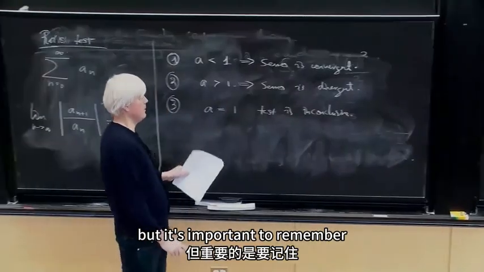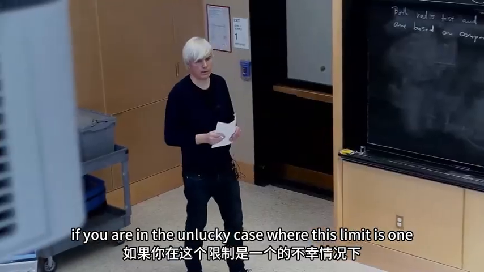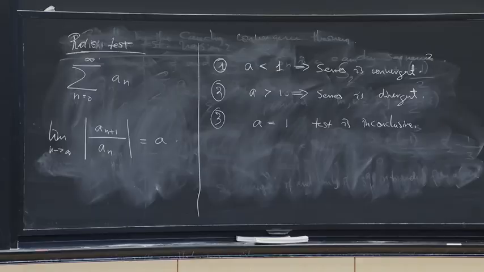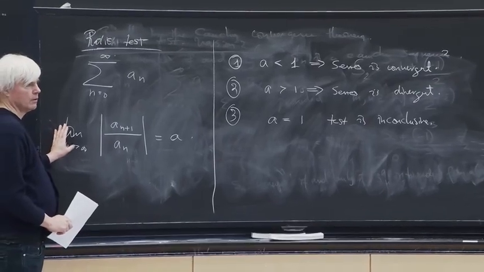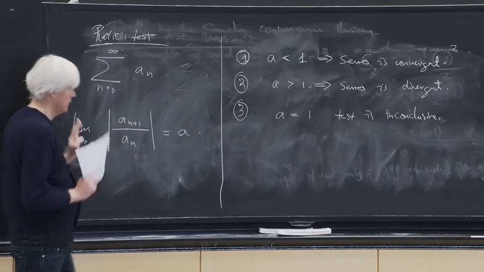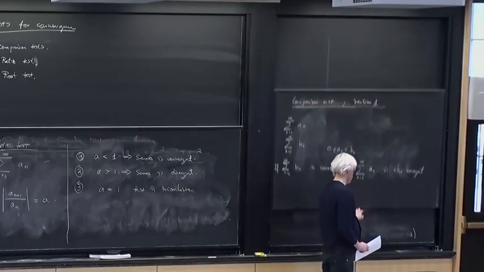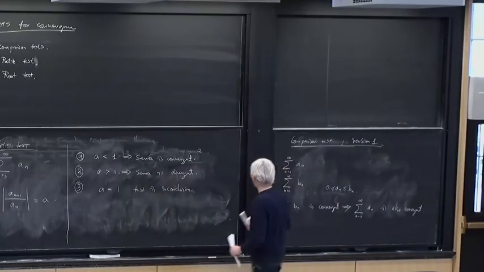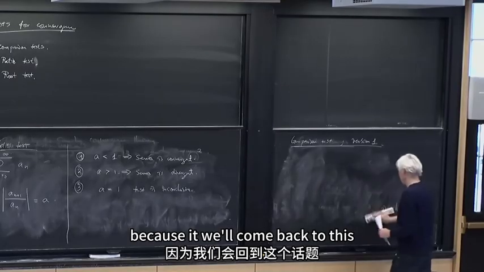But it's important to remember that it is possible that you don't get anything out of the test. Okay, if you are in the unlucky case where this limit is 1. Right? And I should also emphasize that it is crucial to have a limit. So the test in this form, it's crucial to have a limit. And we'll come back to this.